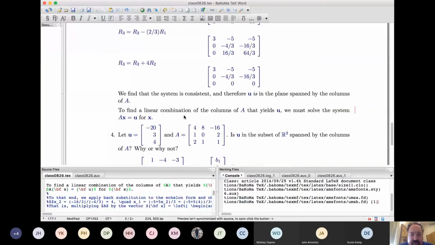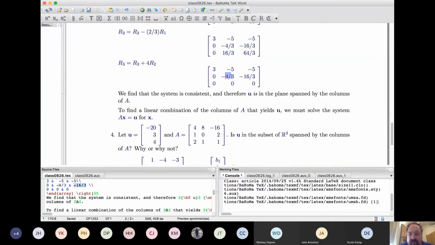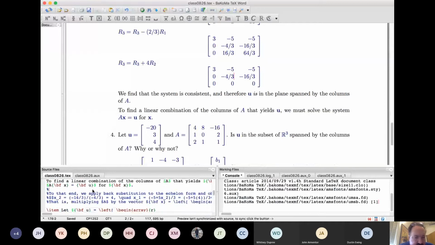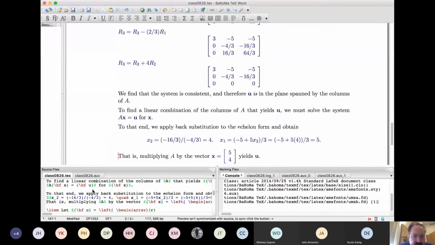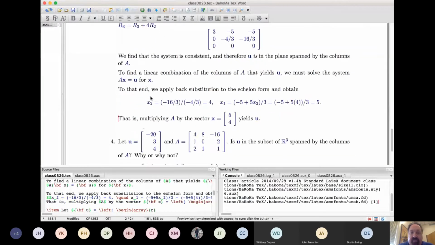So now that it's row reduced, we can go ahead and solve it. Since it's in echelon form, to solve for x2, we can just divide this by this. So we just divide these to get 4 for x2.